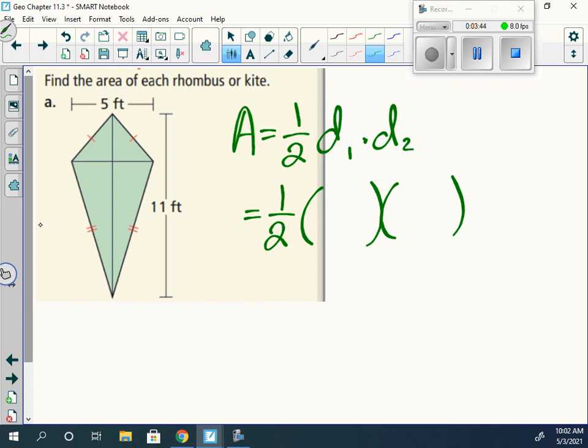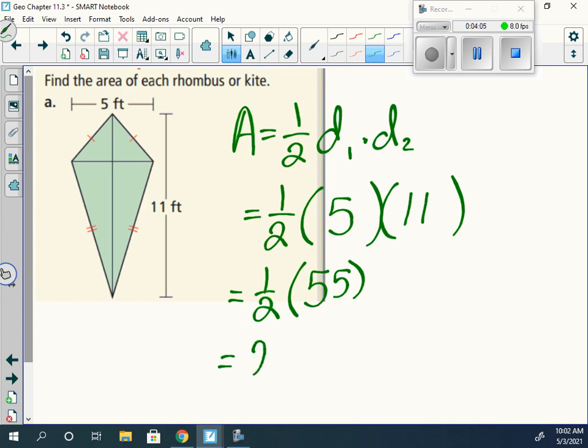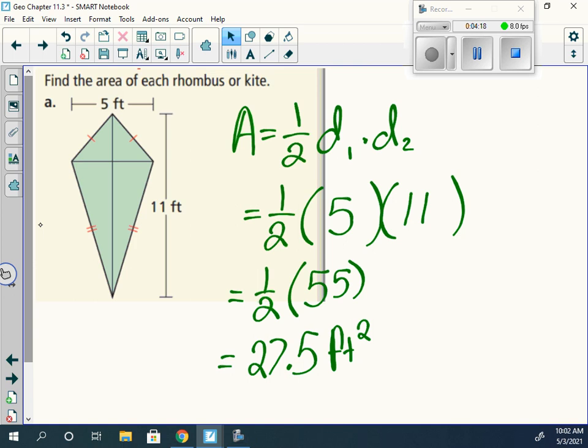Again, we have a kite. So how can we figure this out? 5 and 11. Well, if we're doing this by hand, 5 times 11 is 55. And if we divide this by 2, we should get 27.5 what? Feet squared. And that would be our answer. Any questions over this here?